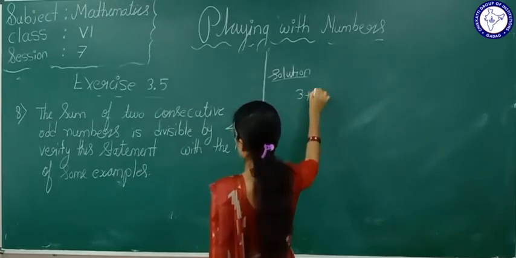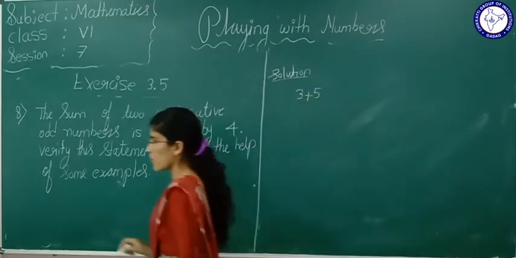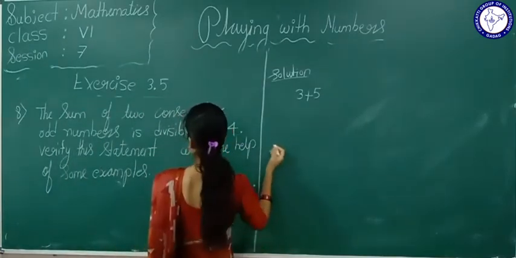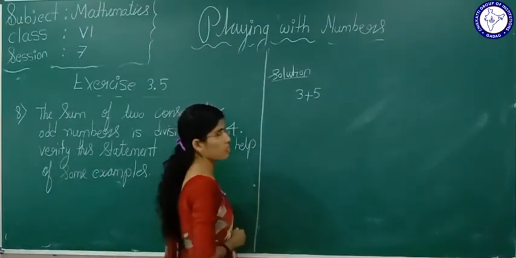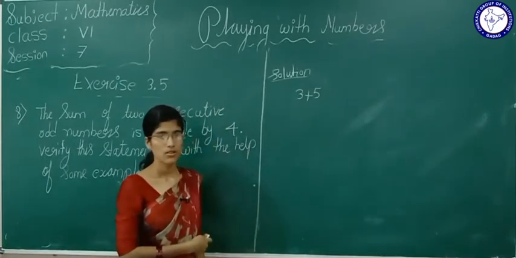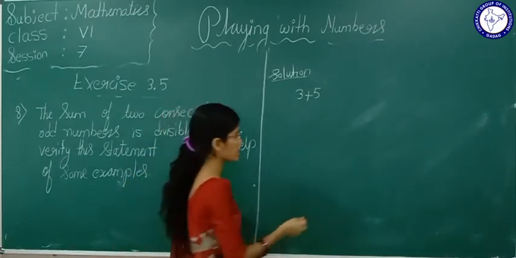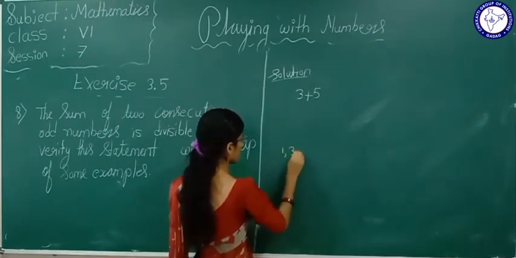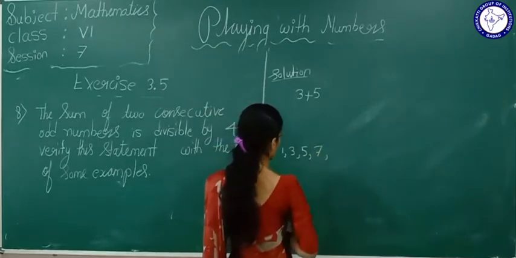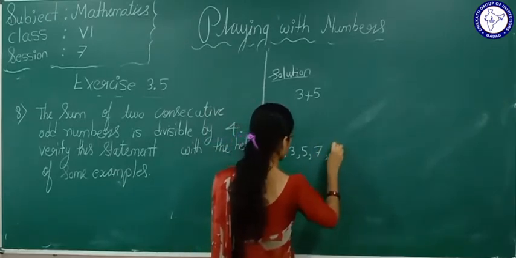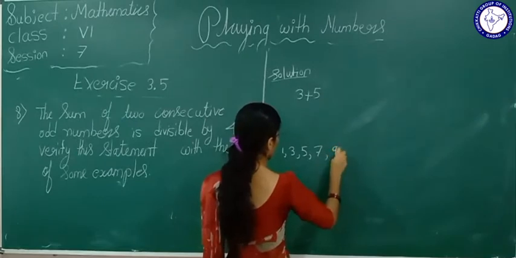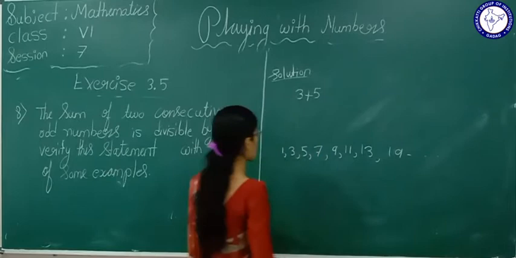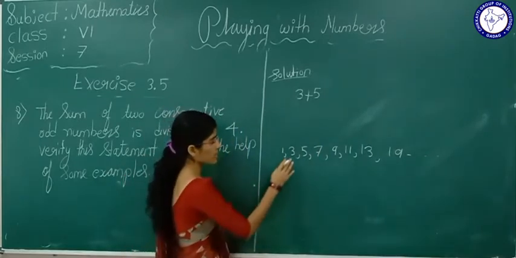3 plus 5. Consecutive. What is the meaning of consecutive? See here. Consecutive odd numbers they have told. What are the consecutive odd numbers? That is 1, 3, 5, 7. Okay. Then 9, 11, 13, 15. These are the consecutive odd numbers, meaning one after the other.